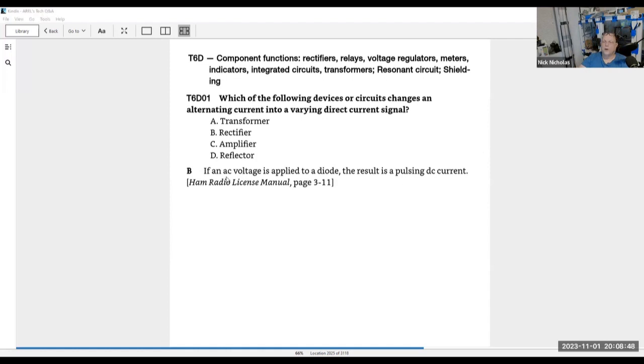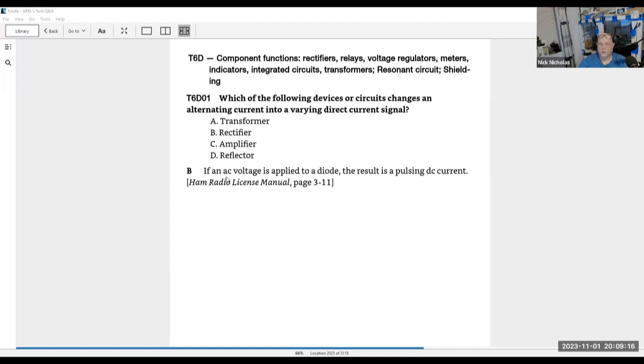Which of the following devices or circuits change an alternating current into a varying direct current signal? The only device that changes AC to DC is a rectifier. Now, fundamentally most rectifier circuits are diode circuits, but there are exceptions.